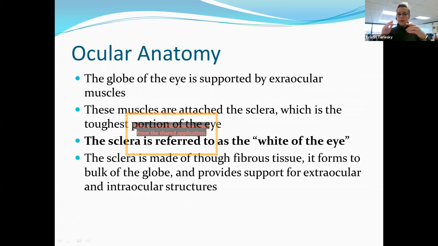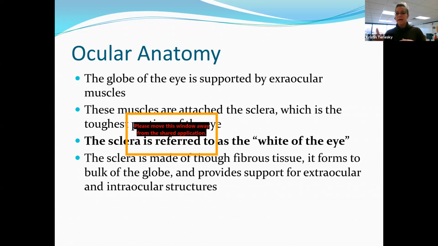So the globe is supported by muscles, by extraocular muscles. Okay, so that's just your eyeballs. These muscles are attached to your sclera, and the sclera is the white portion, and we'll talk about that. It's right there too, the white part of the eye, and that is going to be your toughest part of the eye.